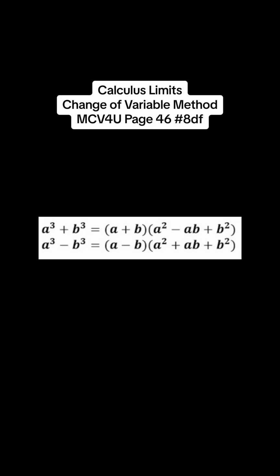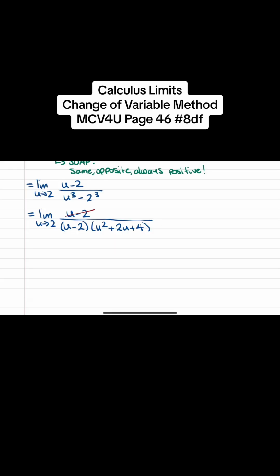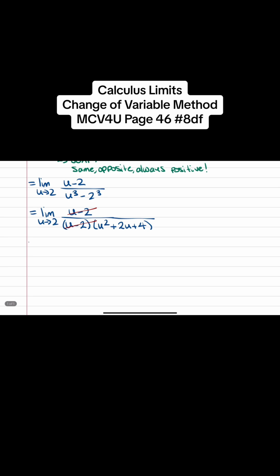Here's a quick rundown of the difference of cubes formula. In this case, we had case number 2 because we had u cubed minus 2 cubed. Moving on, I see that the u minus 2 simply cancel out, leaving me with the limit as u approaches 2 of 1 over u squared plus 2u plus 4. I can now go ahead and get rid of my limit notation and simply plug in u equals 2 everywhere I see a u. This leaves me with 1 over 12 as my final answer.